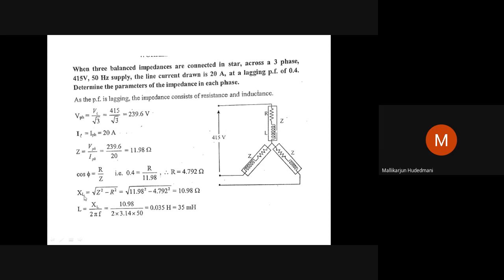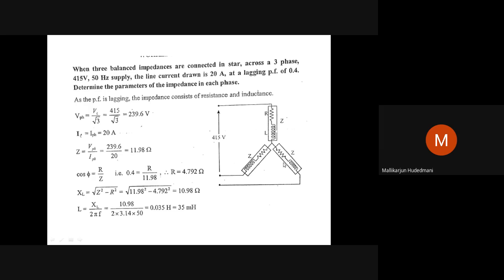If you know Z, Z equals the square root of R square plus XL square. In that way, what is XL? Under the root, Z square minus R square. I can calculate, so this becomes XL for me. From the XL, how to get L? XL is 2 pi FL. Then take the reverse action: XL divided by 2 pi F. F is 50 hertz, given. So I will get 35 millihenry as the inductance.